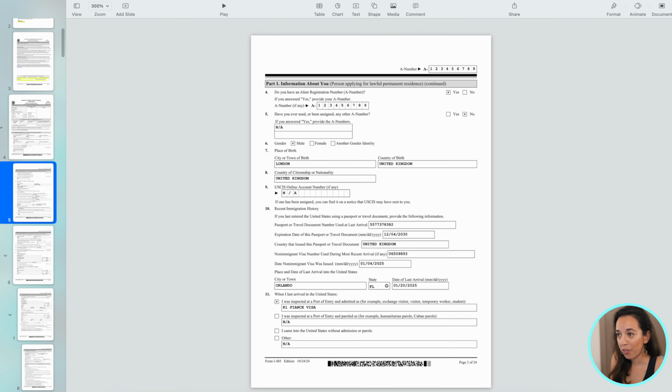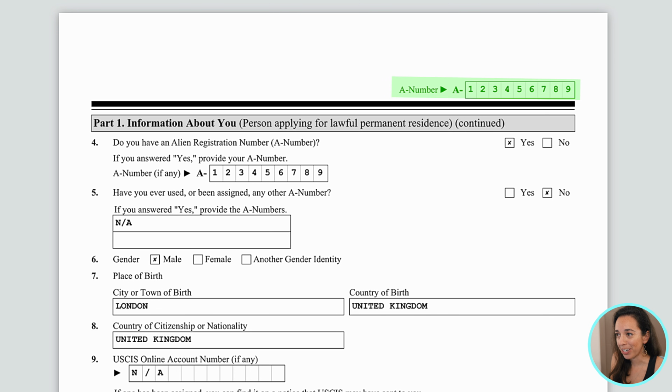On page 2, remember to include your A number here at the top. Question 4 asks, do you have an alien registration number? So we clicked yes, and we entered our A number here, which again is found on your NOA 2.